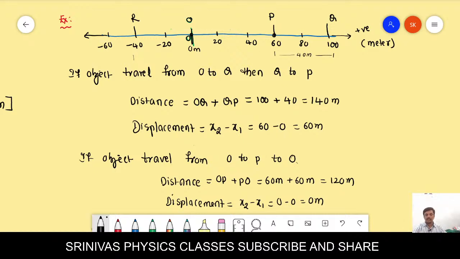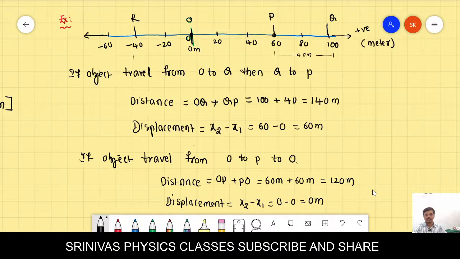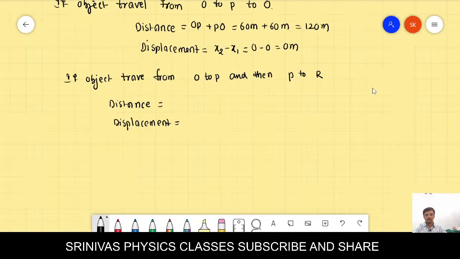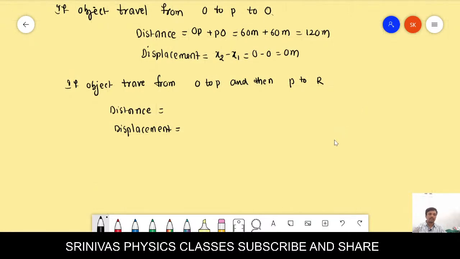What is the distance? Okay. The distance traveled is from O to P, then after that P to R. Right, O to P is 60 meters, P to R is 100 meters, right? Total 160 meters. Displacement is what?